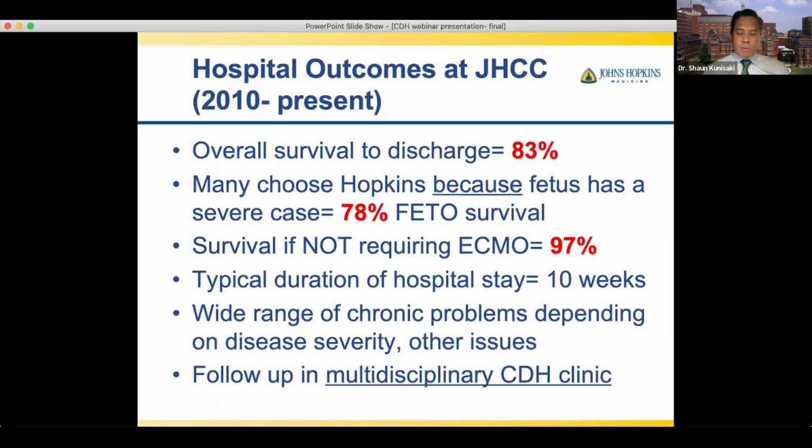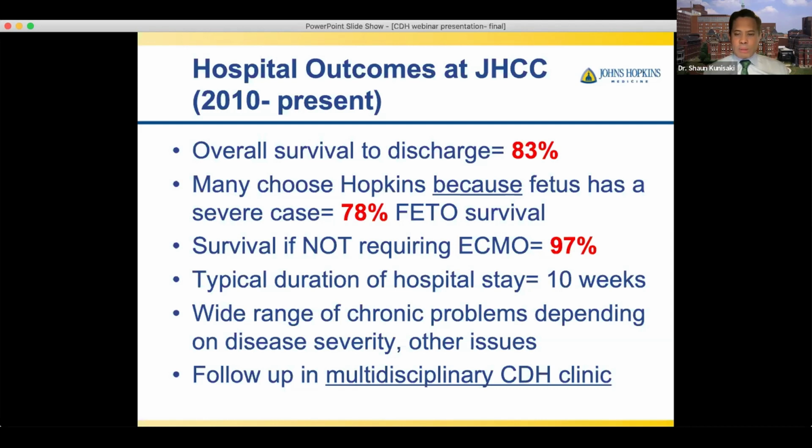Our overall survival rate to discharge at Johns Hopkins was recently reviewed, and it's 83%, which places us in the top tier nationally in terms of survival outcomes, and is well above the national survival rate. I think this is particularly impressive given that our program treats disproportionately more babies with more severe lung disease because of our fetal balloon program.